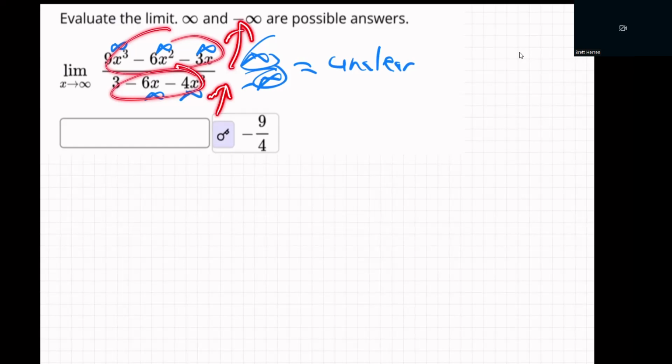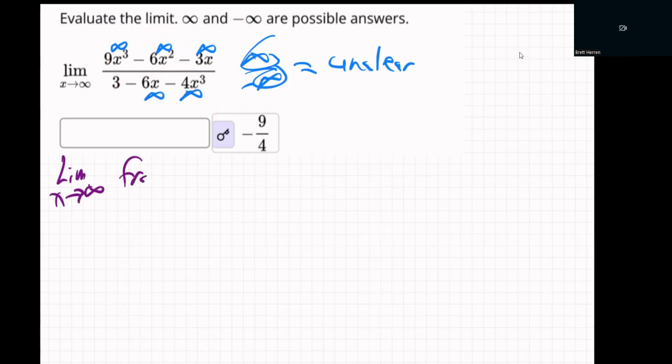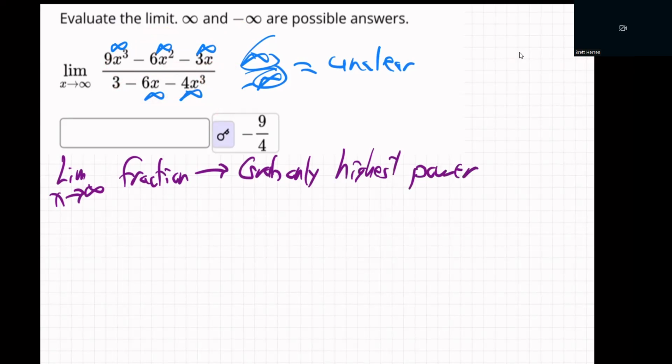So, all right, what do you do then? If you have a limit as x goes to infinity of a fraction, which we have, what you do is this. You grab only the highest power term on the top and the bottom, numerator and denominator. Just grab the highest power term. So we go, okay, so this is the limit as x goes to infinity.